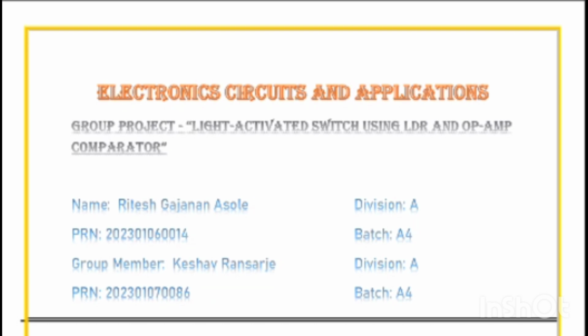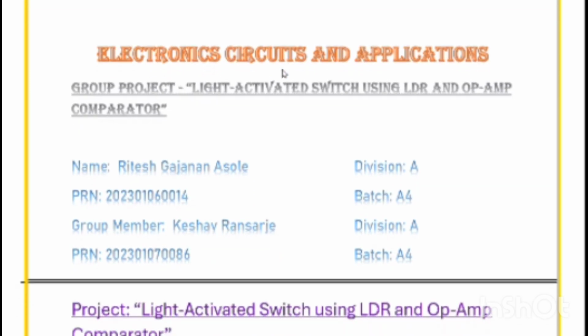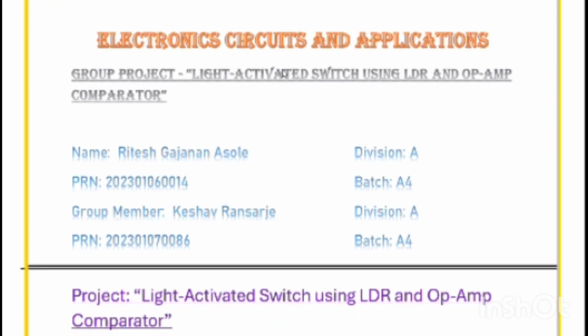So I am Ritesh Asole from A Division with PRN 202301060014, batch A4. I am having Keshav with me.